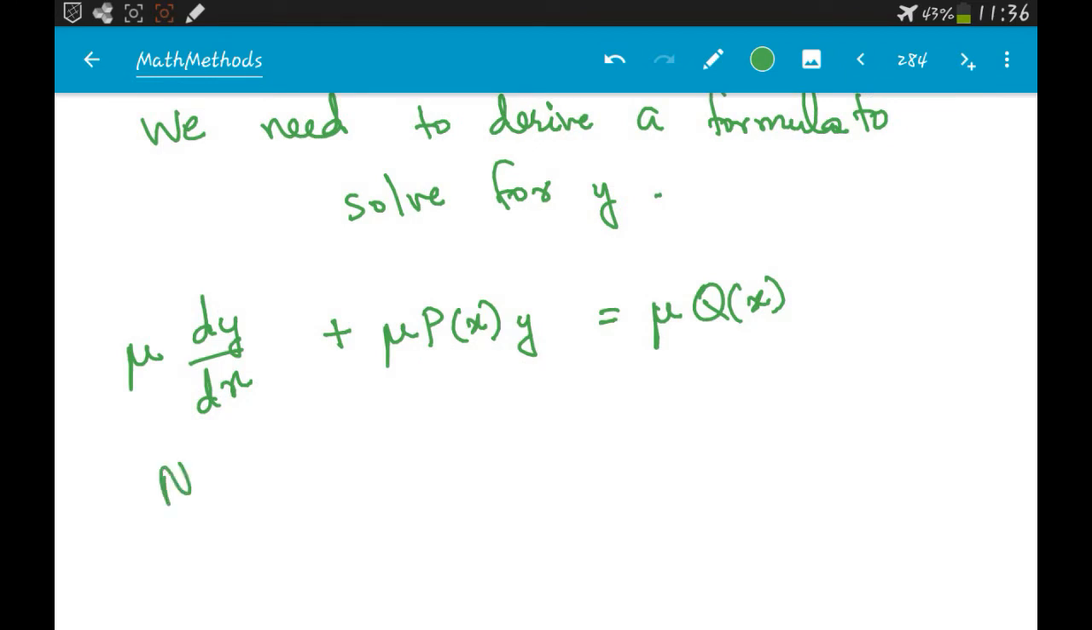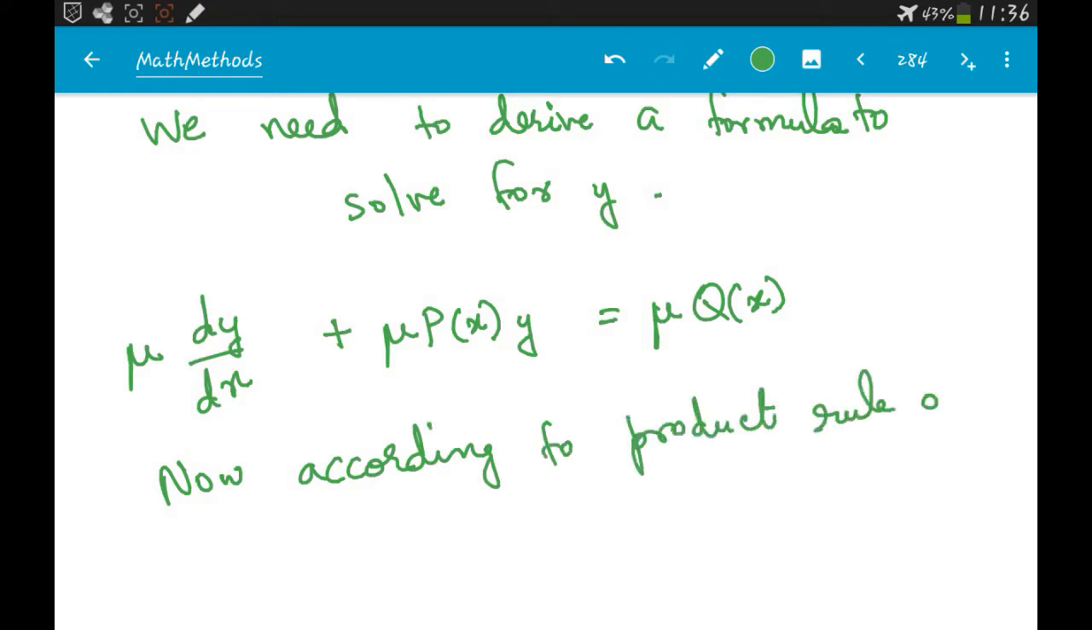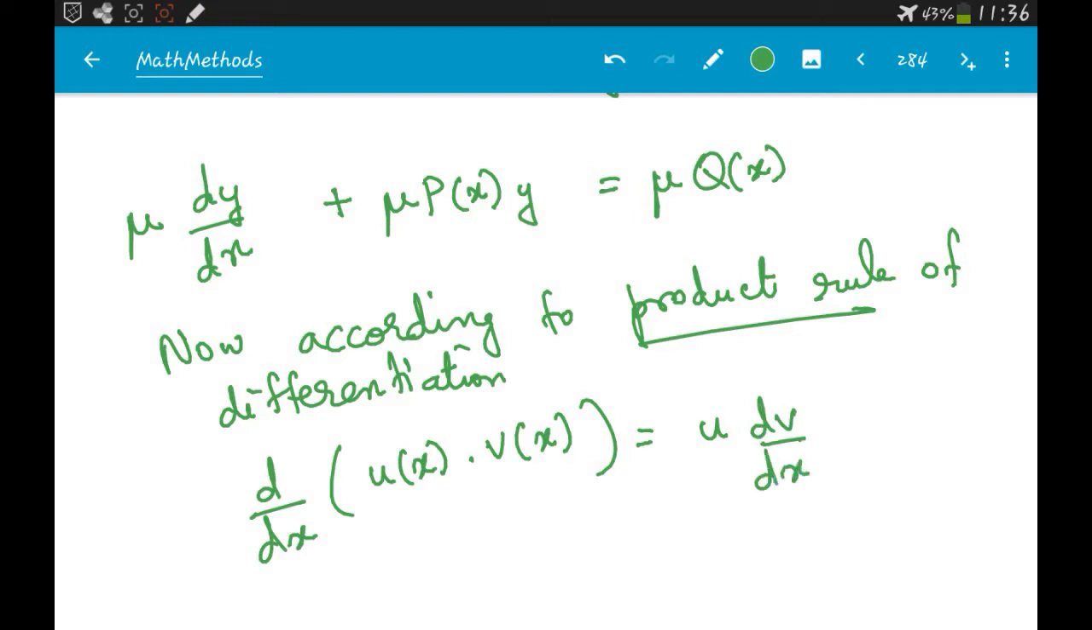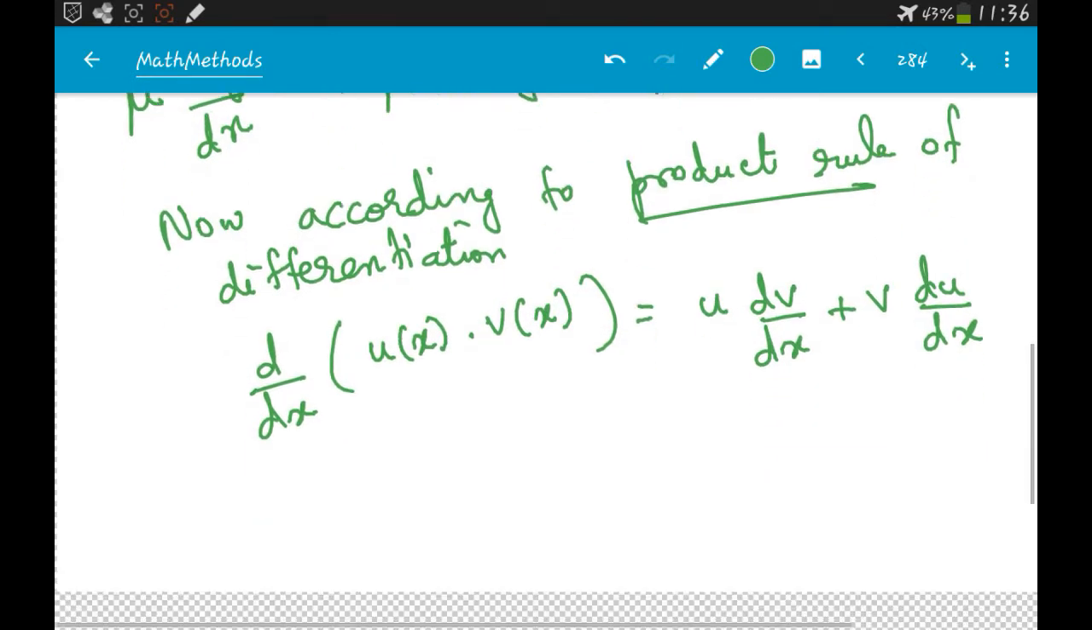Now let's see, according to the product rule of differentiation, what will happen? What is the product rule? Product rule is nothing but, if you are going to differentiate a product of u of x into v of x with respect to x, then you will get u into dv by dx plus v into du by dx. This is what you are going to get. So basically you will get two terms. We can do something similar here.